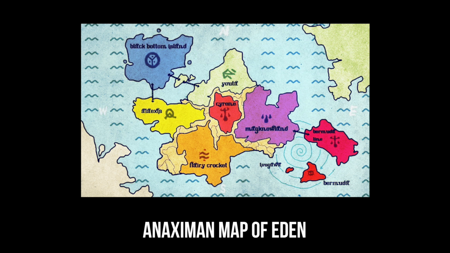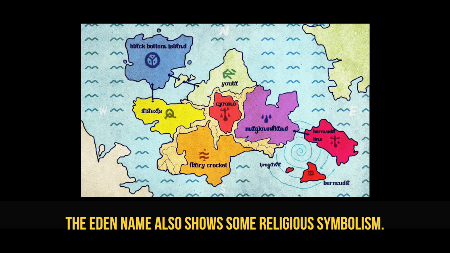In the future we might get more complicated, complex maps, but this is the first map ever drawn of Eden, at least according to my comic, and it was drawn by the first ever person to draw a map in my comic, Anaximan, which is just named after Anaximander. Ah, you're smart, you get it.